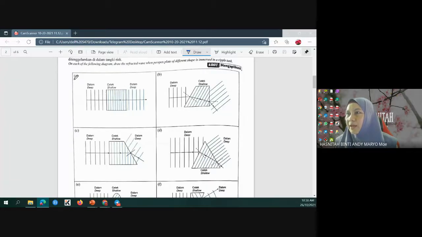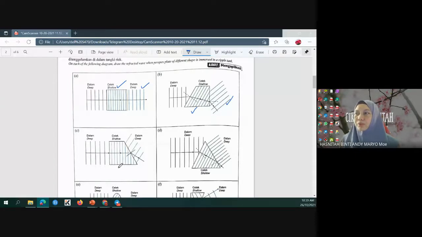In diagram A, we can see the wave propagates from deep, entering a shallow region and then going back to deep. So here the wavelength decreases and here the wavelength increases back. This one also the same. From deep to shallow, it refracts towards the normal, where the wavelength becomes shorter in the shallow region, and then goes back to the deep region. So from shallow to deep, it refracts away from the normal. You can see that the refracted wave is away from the normal and the wavelength becomes longer.